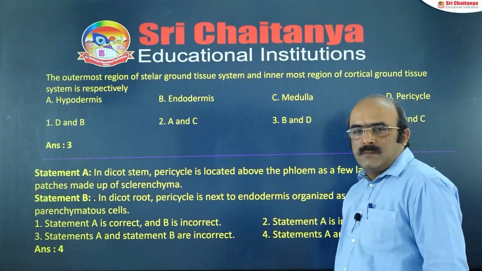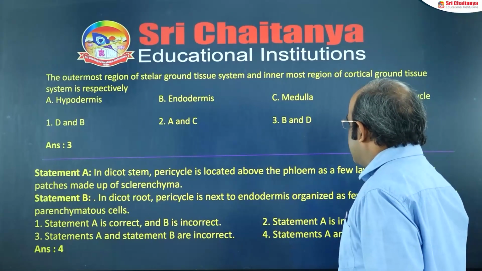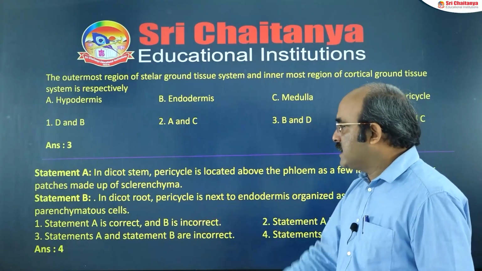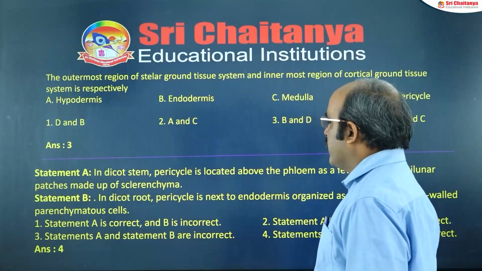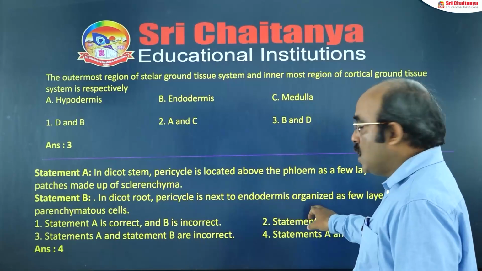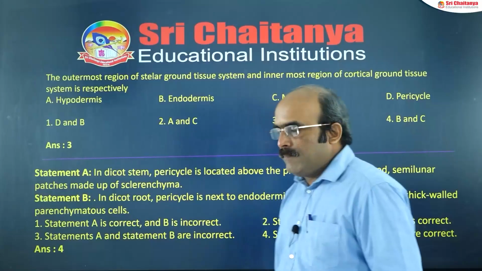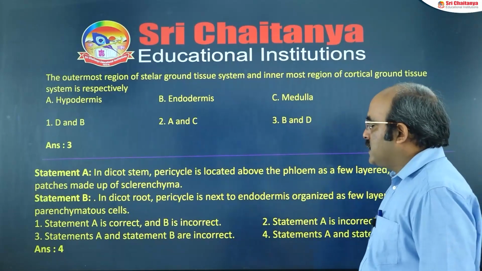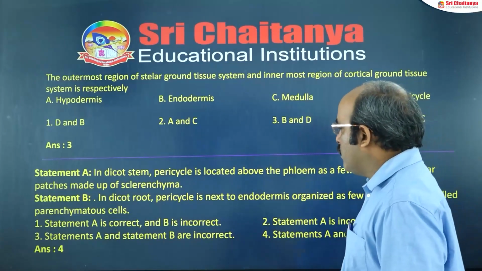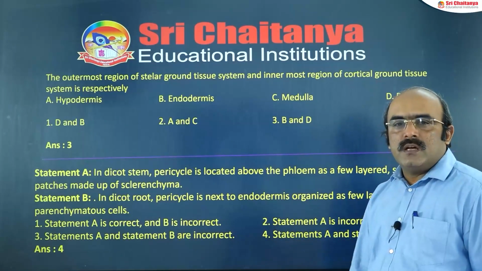Now the next question is a statement type of question, where the statement A is, in dicot stem, pericycle is located above the phloem as a few layered semilunar patches made up of sclerenchyma. Whereas the statement B is, in dicot root, pericycle is next to endodermis, organized as few layers of thick-walled parenchymatous cells. So first statement is regarding the pericycle in dicot stem, which is made up of semilunar patches of sclerenchyma. Second is with regard to the pericycle in dicot root. You can read them and choose the correct option.